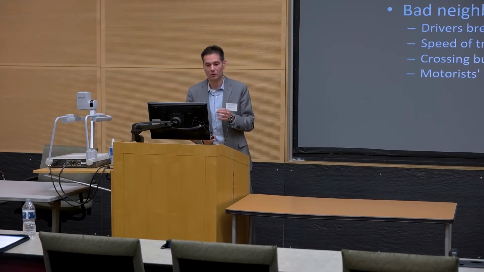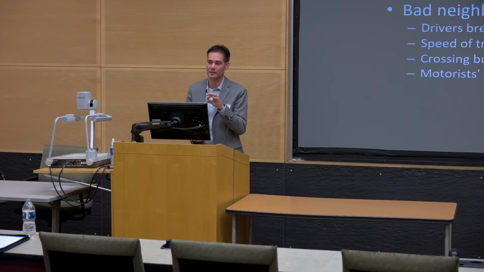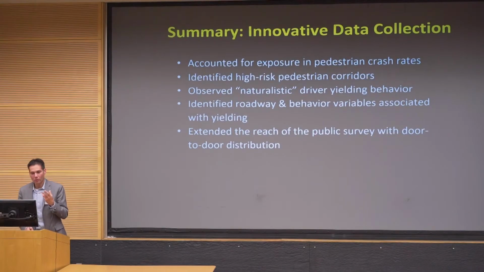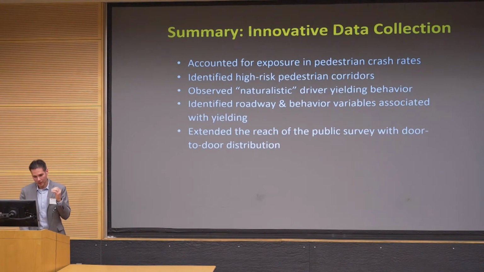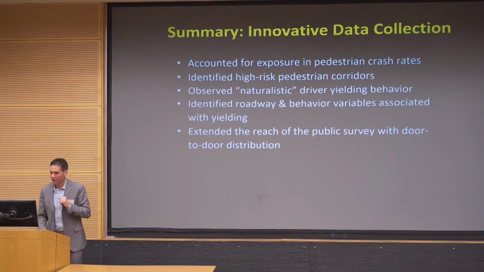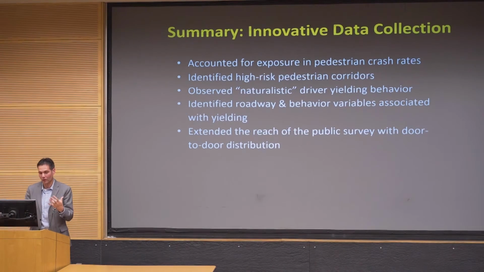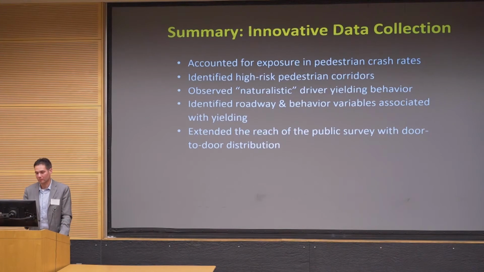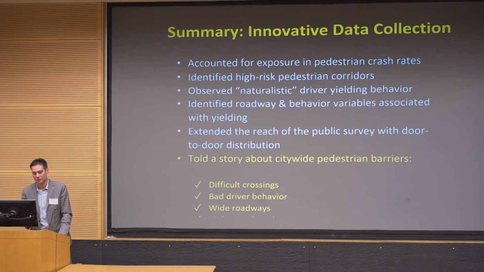So having that door-to-door survey gave us a good sense that throughout the city, people were feeling these same barriers. So overall, through these different methods of data collection, we painted a picture. We were getting information about exposure, gathering high risk corridor information, figuring out how people actually yielded or not, and then got more information from door-to-door surveys. In doing so, we've told a story about pedestrian barriers.